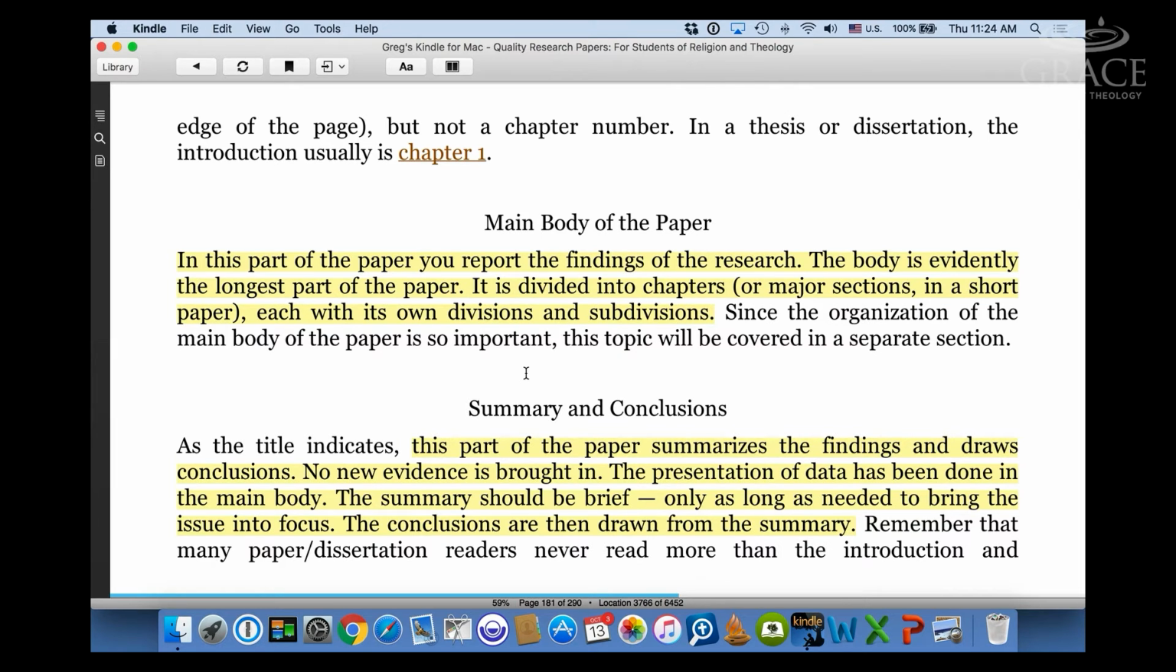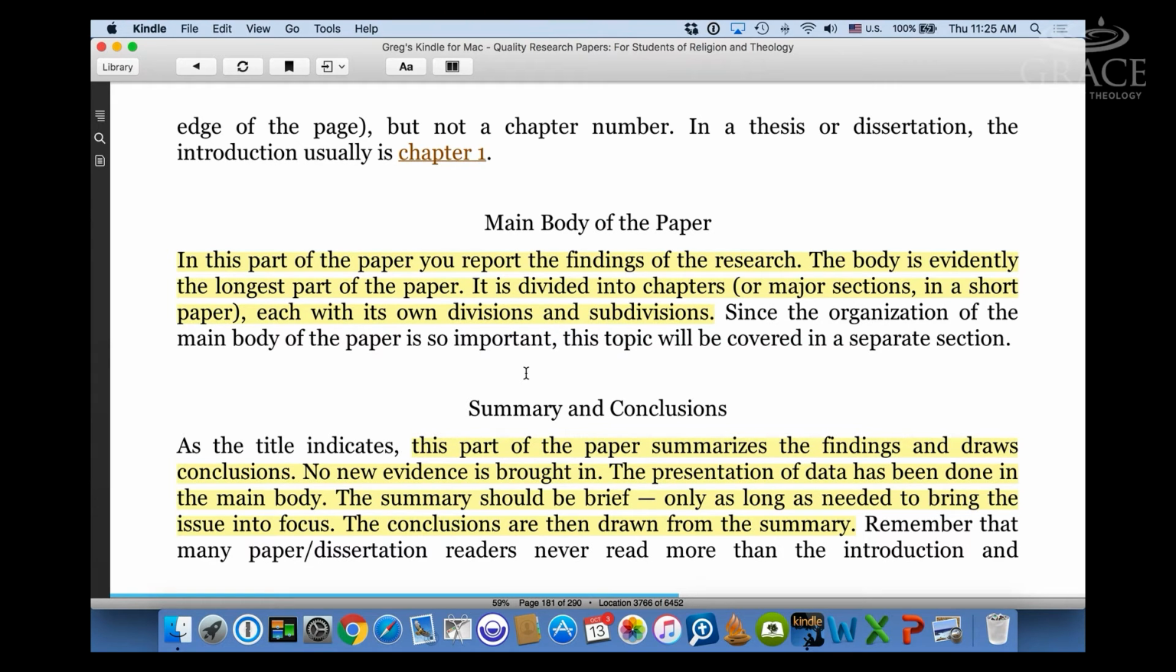And then summary and conclusions summarizes the findings, draws conclusions. Do not put new evidence in a conclusion. I see that more than I care to admit, where I'm reading the conclusion and there's something totally new in there that hasn't been presented before. Never do that. If it's new, it's got to be up in the body, not in the summary and conclusion. Make it brief. You don't want a lengthy summary and conclusion. Just summarize the presentation of the data and make a conclusion that comes from that summary.